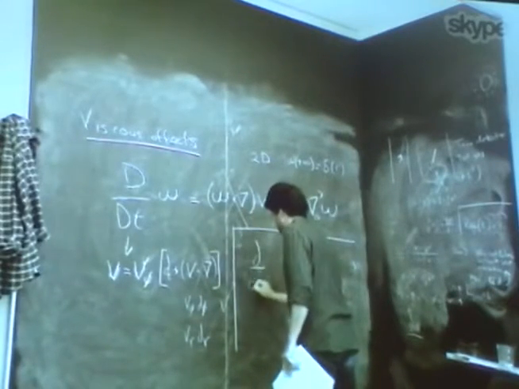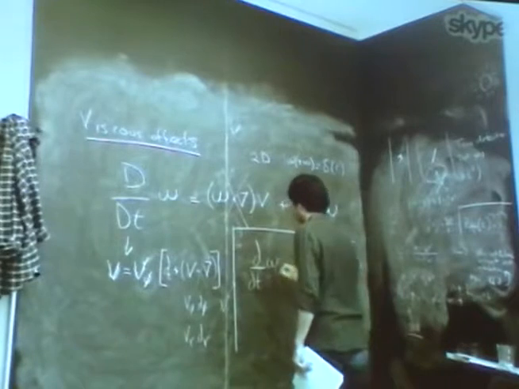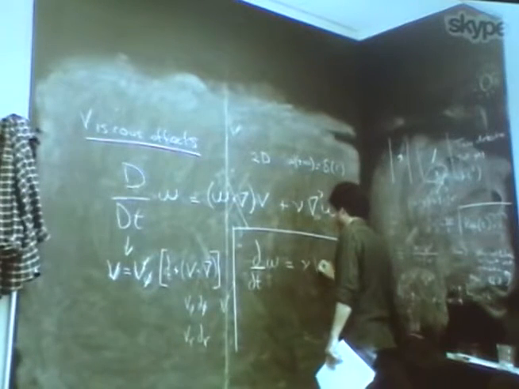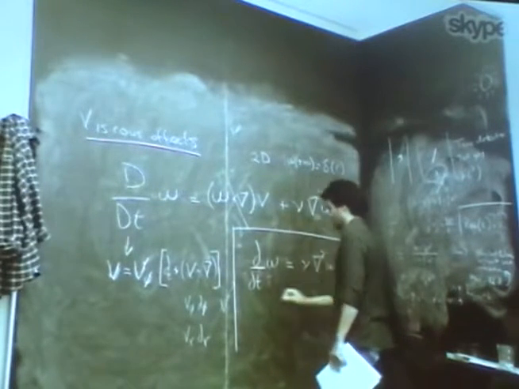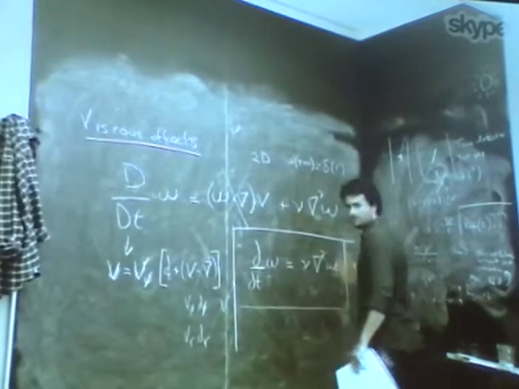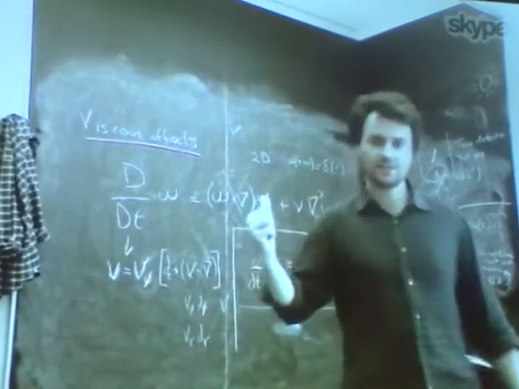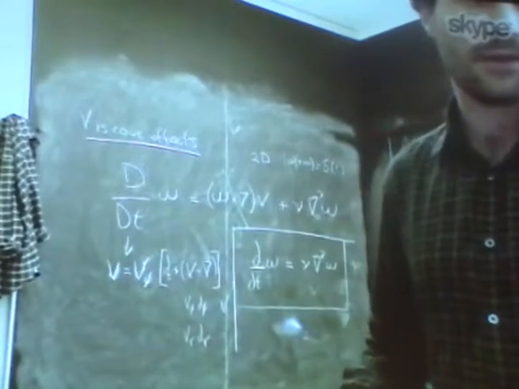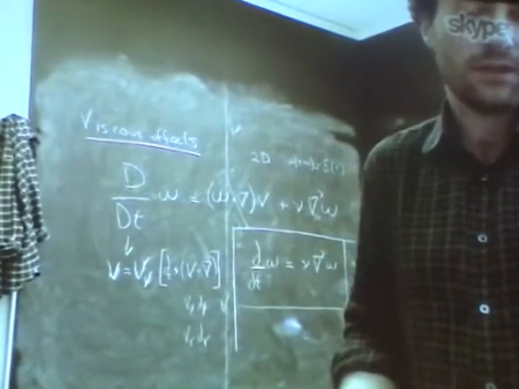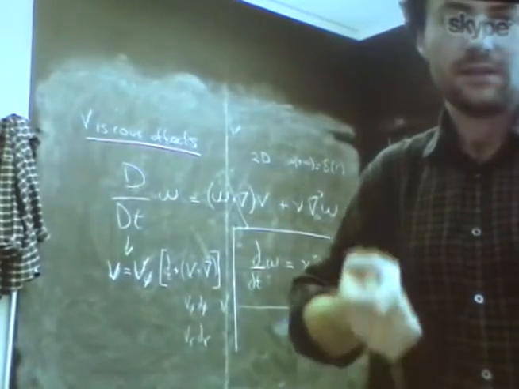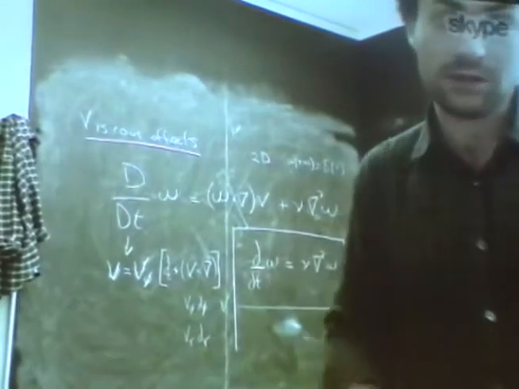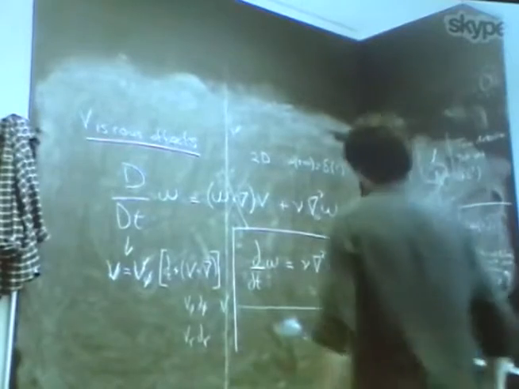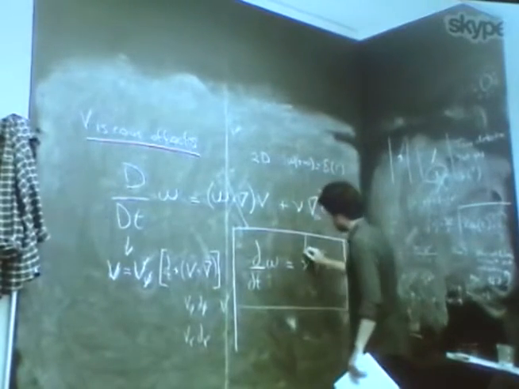d by dt of omega equals nu times the Laplacian squared of omega. And you'll recognize this equation. It's nothing other than the diffusion equation, and it's a diffusion equation for vorticity. The only important parameter is the diffusion constant, and the diffusion constant is given by the kinematic viscosity, which is given over here.